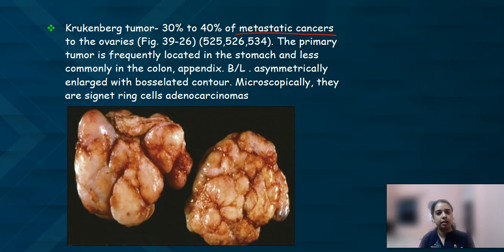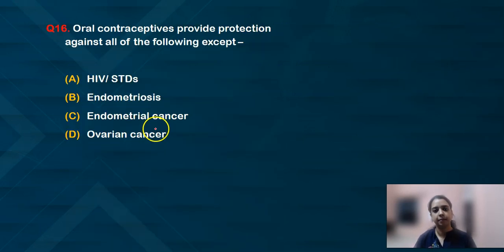Okay, asymmetrically enlarged and bosselated contour. Think of a Krukenberg tumor. They can also give you a sign of signet ring cells. So signet ring cells are a sign of Krukenberg tumor. Okay. So these specimens are the ones which have been asked and which can be asked. Other tumors of ovarian cancer, they will not ask you because they are not differentiable on the gross specimen.